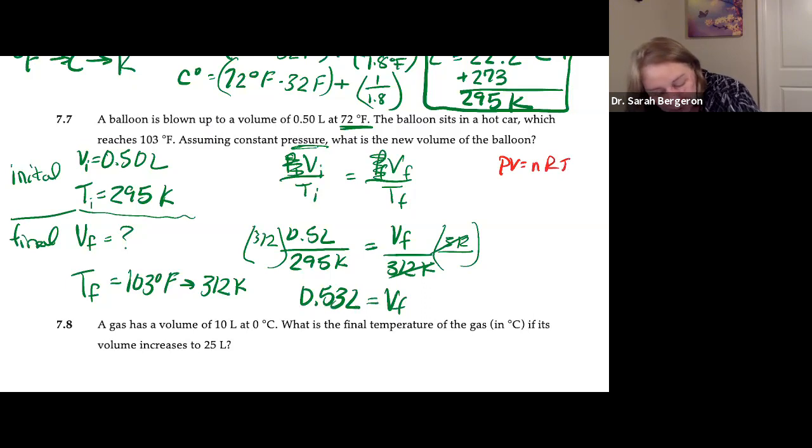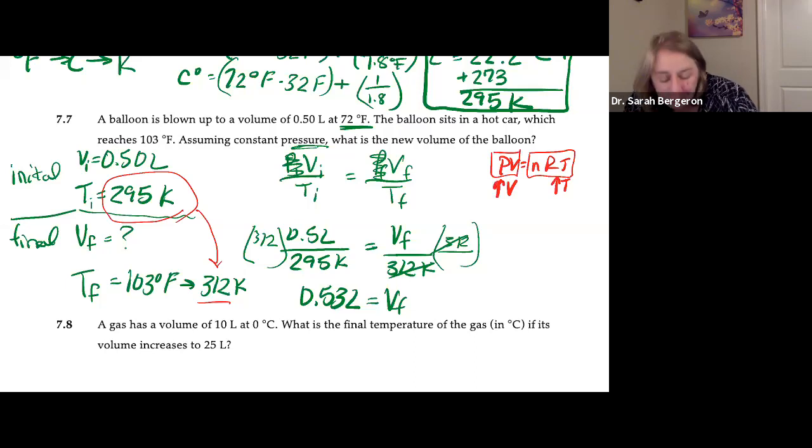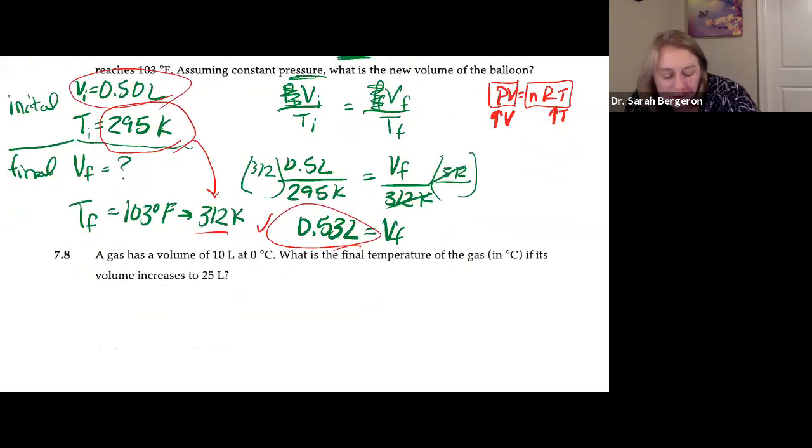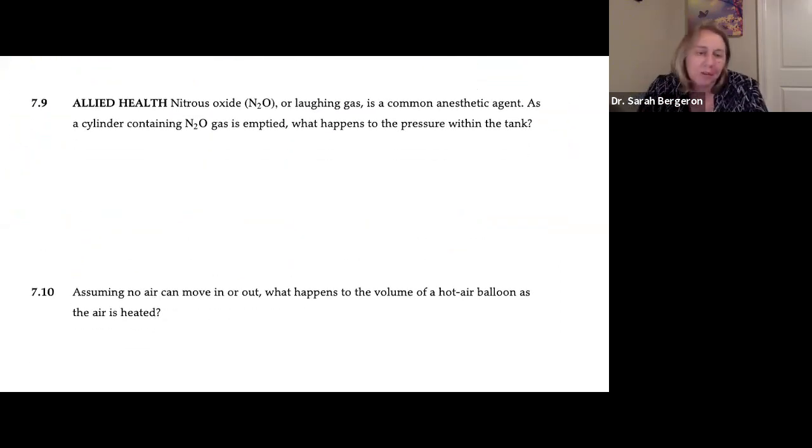What are we doing here? We had our temperature, we knew, went from 295 to 312. So that means we increased our temperature. If I want this side of the equation to equal this side of the equation, I need to increase something on this side. So what's going to increase? That's my volume. So did my volume increase? I went from 0.5 to 0.53. Yes, it did. Okay, just a good double check. You always want to make sure that you're doing the right thing.